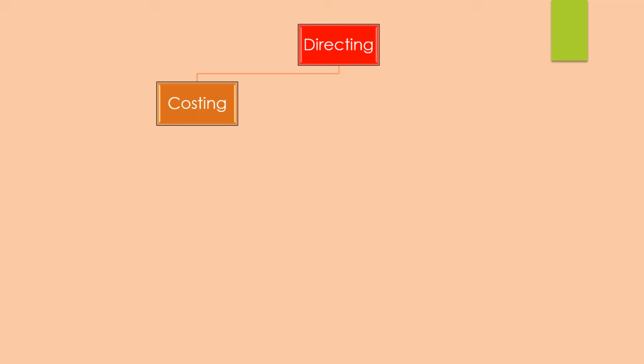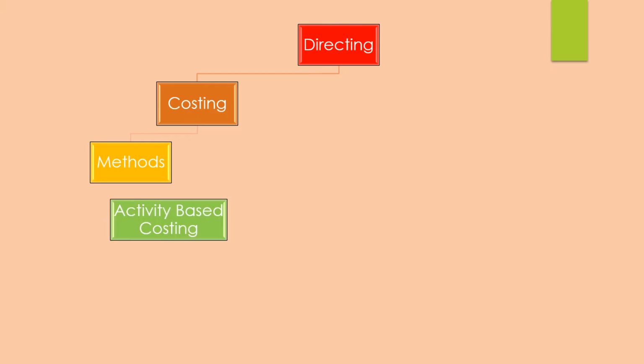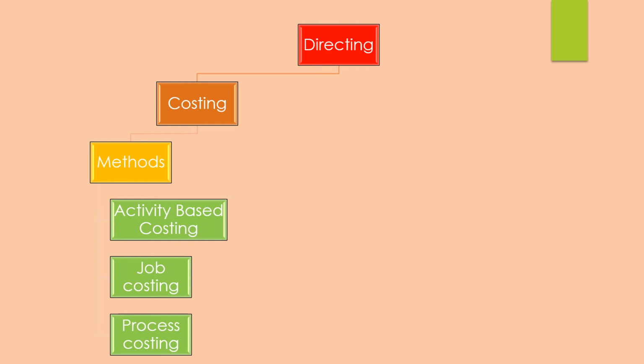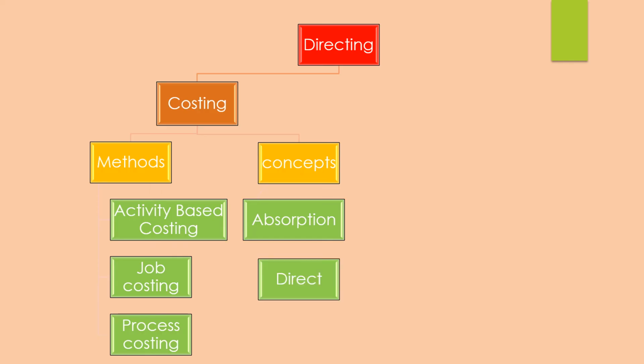Costing is used to calculate the cost of goods or services. They can use different methods which apply to different production and decision environments, such as activity-based costing, job costing, as well as process costing. At the same time, they can use different concepts, such as absorption costing. This is the costing used to calculate the full cost of production. Absorption costing is required for external reporting purposes under generally accepted accounting principles. When it comes to direct costing, this is used for short-term decision making.